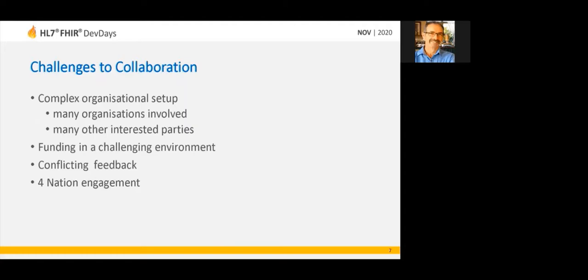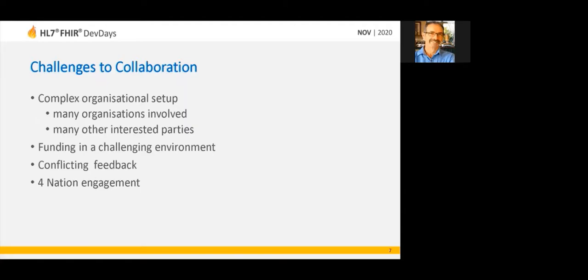And one of the problems we have is to look at the feedback. We very often get conflict in feedback. Feedback that we have too many profiles, we need fewer. Feedback we need more generic profiles, but still be able to do validation.